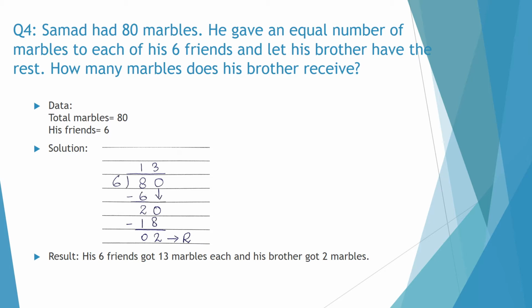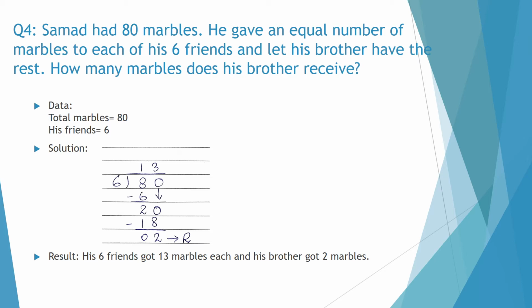80 we will divide by 6. First we will see the first number, that is 8, which is greater than 6 and can be divided by 6. So 6 ones is 6, and subtracting 8 minus 6 we get 2, and then we bring down 0 because 2 is less than 6 and cannot be divided by that. So 20. Now 6 3s are 18, we get 2.